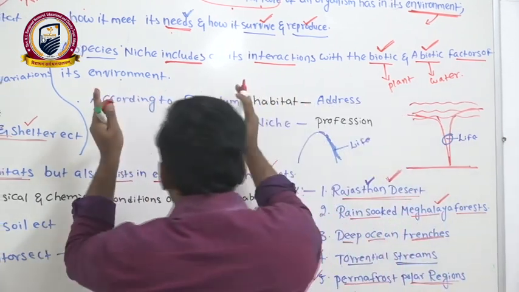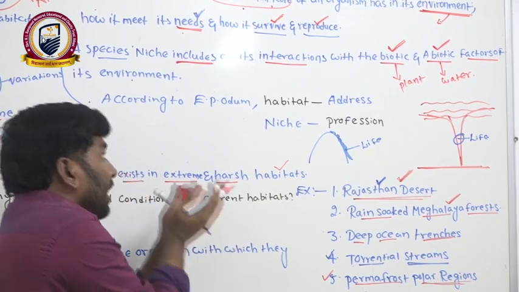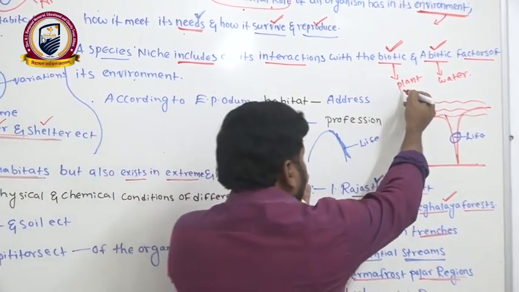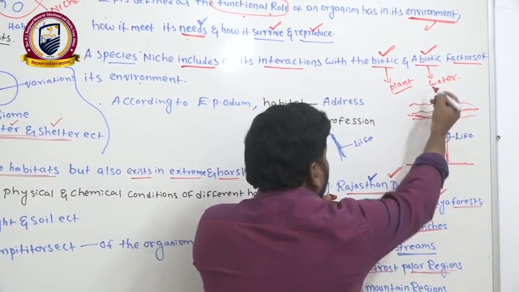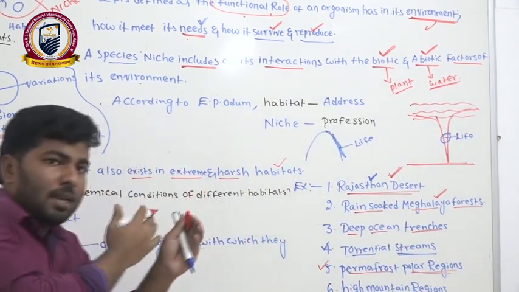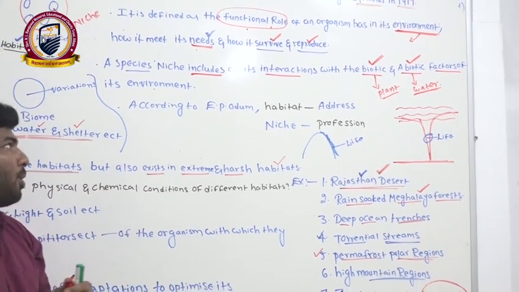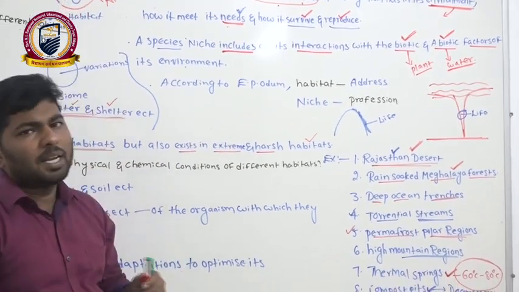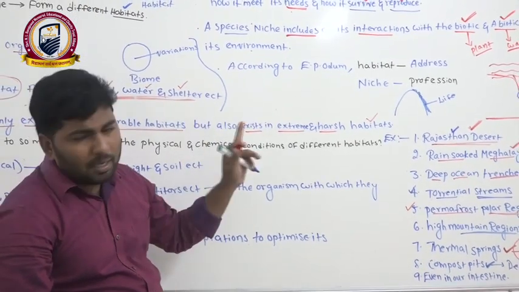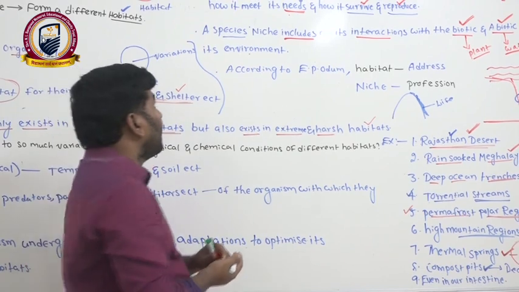One species present in one particular niche of the environment interacts with the biotic components, and it will interact even with the abiotic factors to survive and to reproduce. Like any organism you can take in nature, it will interact with the biotic components as well as with the abiotic components. Clear?